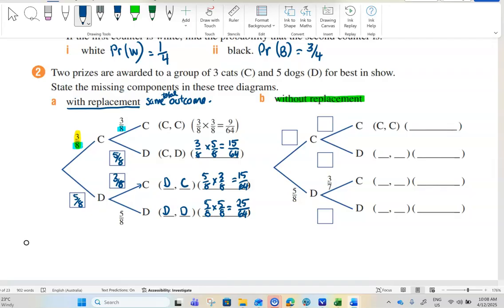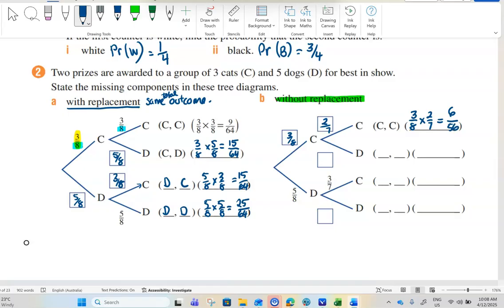Okay, without replacement, the first option is going to be the same. We've got 3 cats and it's out of 8. Now, if a cat's already been chosen and it's not replaced, how many cats have I got left? I've got 2 and it's only out of 7. So the probability of a cat and a cat without replacement would be 3 over 8 times 2 over 7. Multiplying across, that's 6, and 8 times 7 is 56.